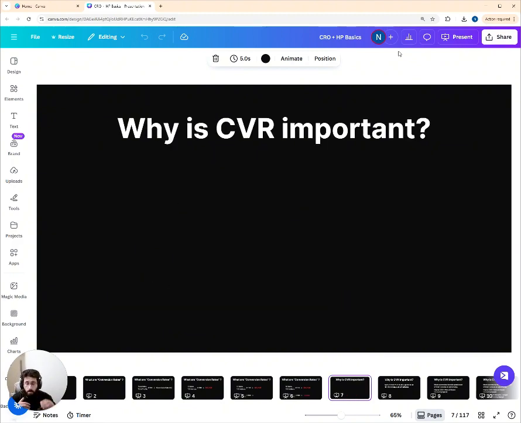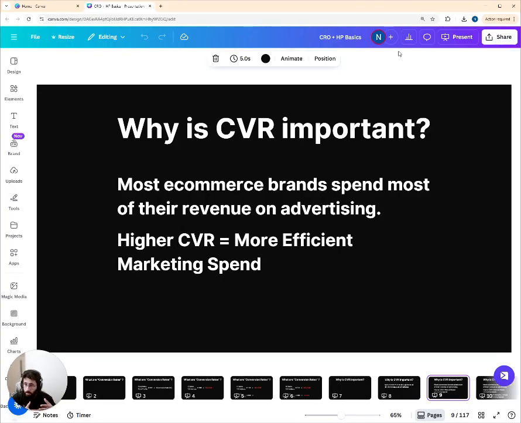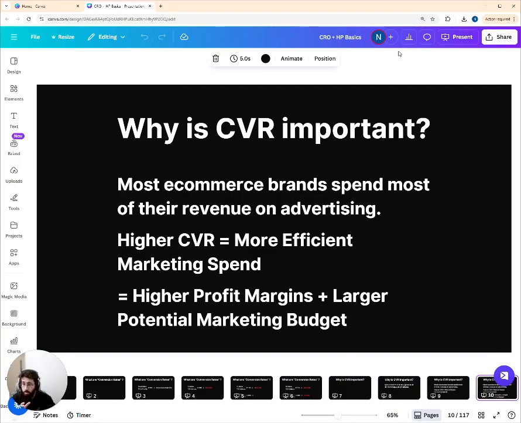Now, conversion rates are really important because most e-commerce brands spend most of their revenue on advertising. It's usually the biggest expense in an e-com company, running paid ads and different forms of paid marketing. Higher conversion rates make your ad spend more efficient, so you get more out of every pound or every dollar you spend on marketing. That produces higher profit margins, which also gives you a larger potential marketing budget.